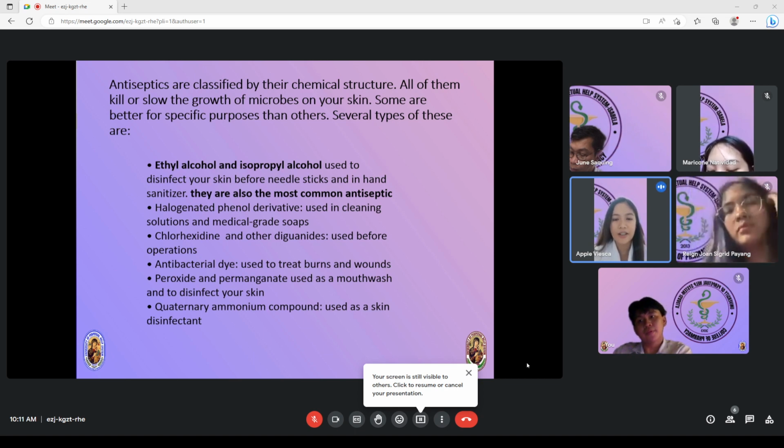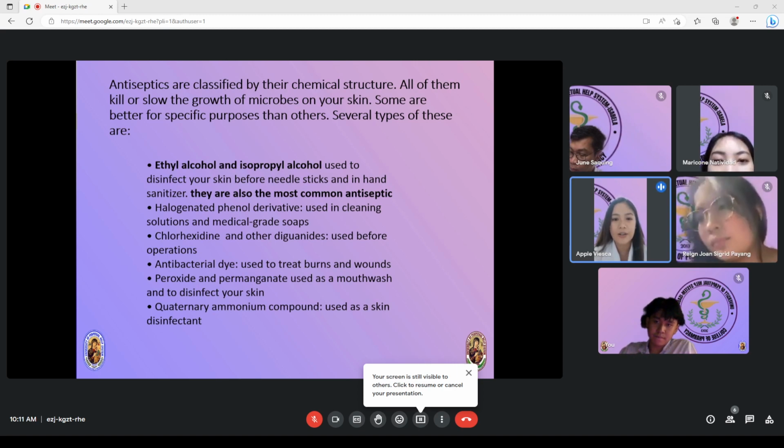Ethyl alcohol and isopropyl alcohol are used to disinfect your skin before needle sticks and in hand sanitizer. These are also the most common antiseptics. Halogenated phenol derivatives are used in cleaning solutions and medical grade soaps. Chlorhexidine and other biguanides are used before operations. Antibacterial dye is used to treat burns and wounds. Peroxide and permanganate are used as a mouthwash and to disinfect your skin. Quaternary ammonium compound is used as a skin disinfectant.